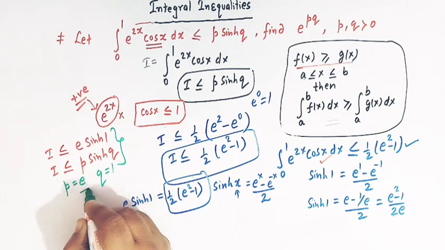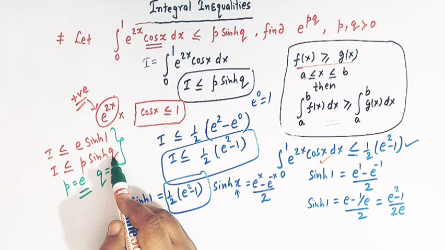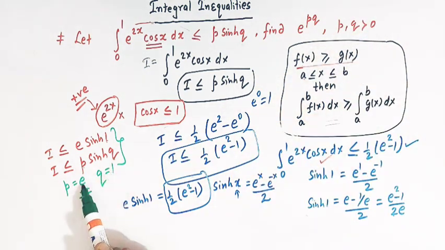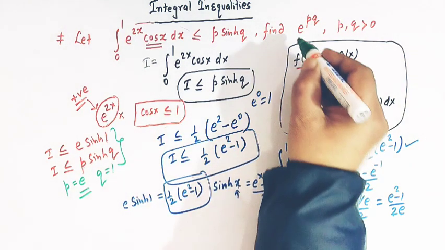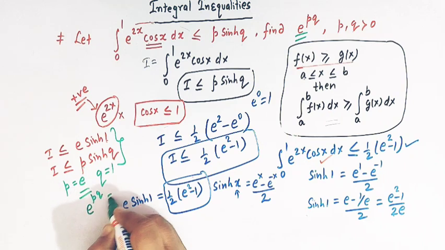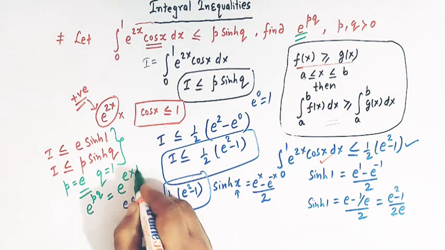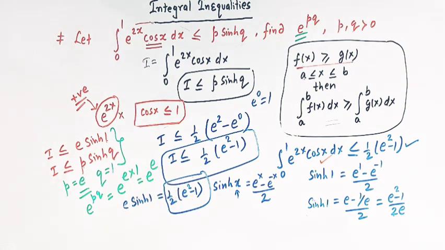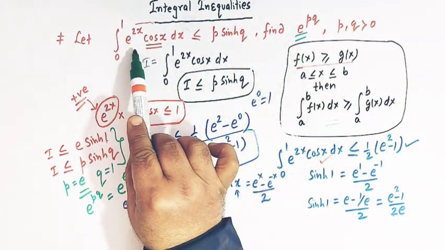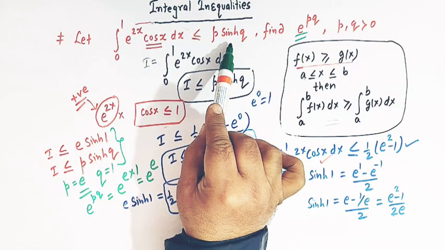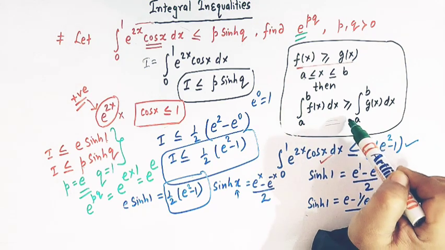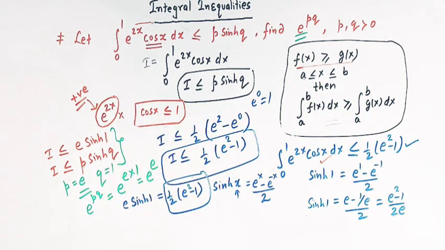This is a very important problem. p is equal to e and q is equal to 1, and p and q are obviously greater than 0. e and 1 are greater than 0, right? And we have to find the value of e raised to pq, right? So p is e, so we have e raised to e times 1, that is e raised to e, right? So this is how we can find out the value of this expression using this integral inequality. So viewers, by making use of this important integral inequality, we can solve these kinds of problems.